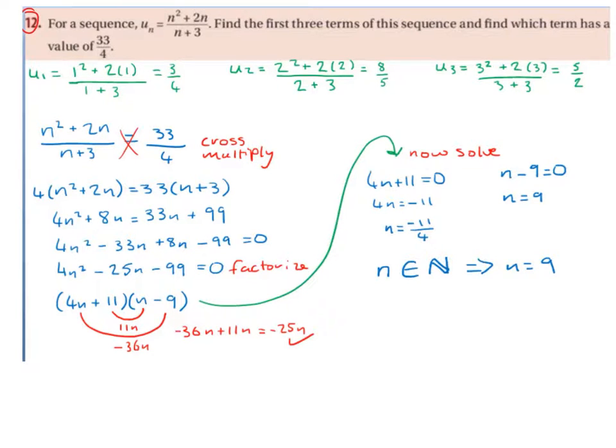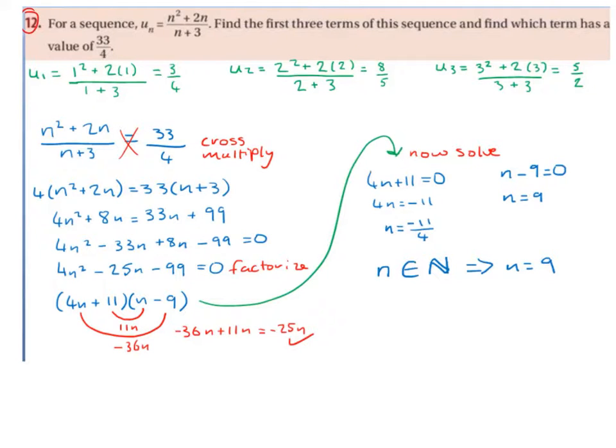So to find term 1, the first term, we're going to get u1. What we do is we swap the n in every part of this formula for a 1. So it's going to be 1 squared plus 2 times 1 divided by 1 plus 3. And 1 squared is 1, 2 by 1 is 2, and 1 plus 2 is 3, and 1 plus 3 is 4. So u1, or the first term of this sequence, is 3 over 4.